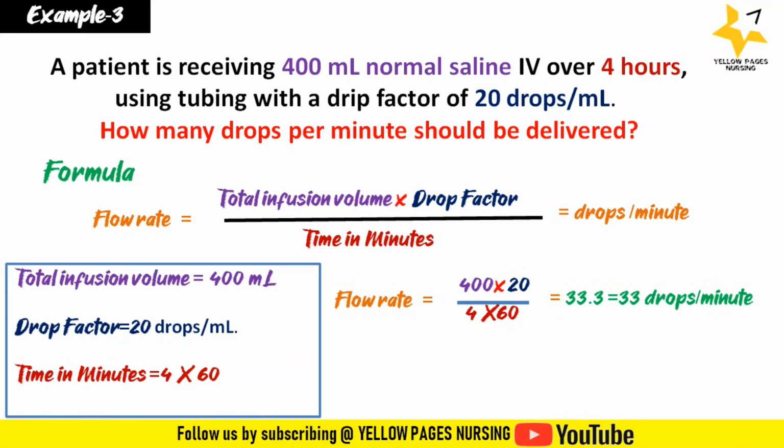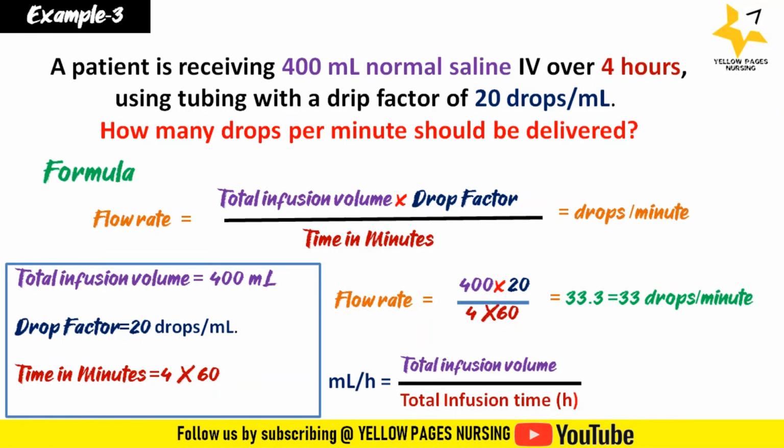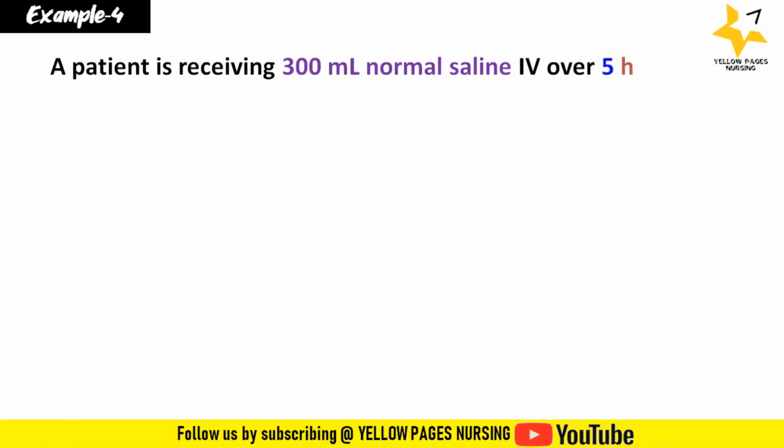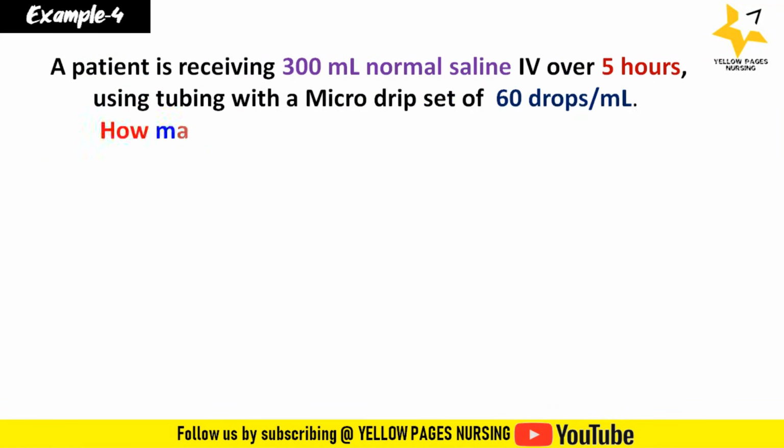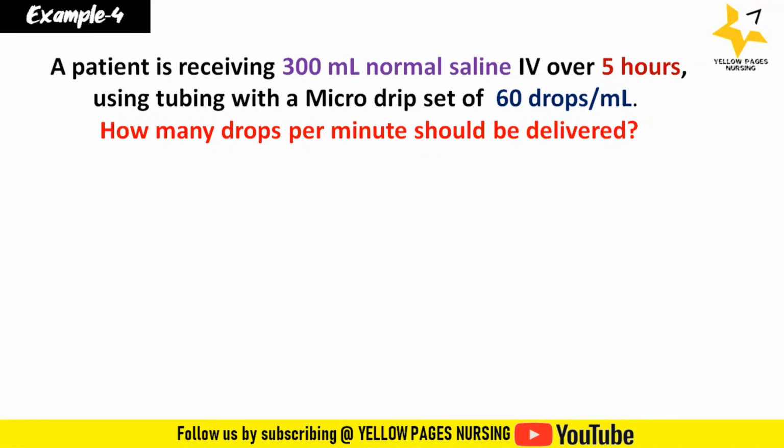And in order to calculate ml per hour, the formula is total infusion volume divided by total infusion time in hours, which gives 400 divided by 4, which gives 100. So ml per hour will be 100 ml per hour. Next example: a patient is receiving 300 ml normal saline IV over 5 hours using tubing with a microdrip set of 60 drops per ml. How many drops per minute should be delivered?